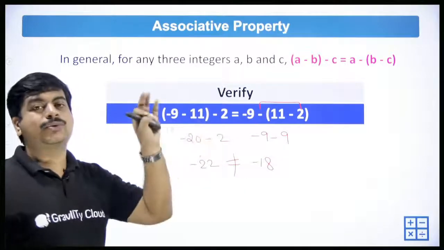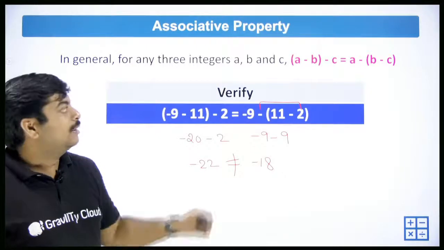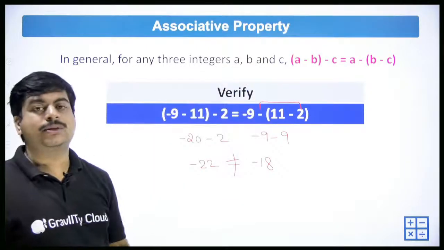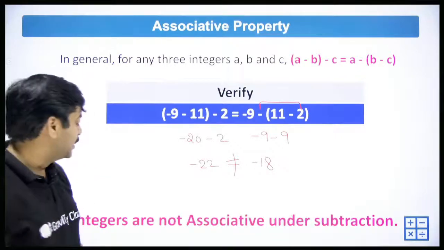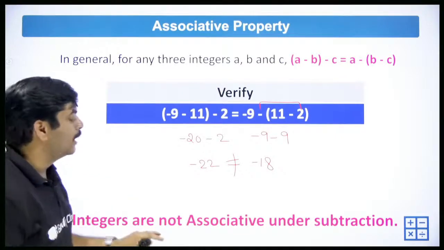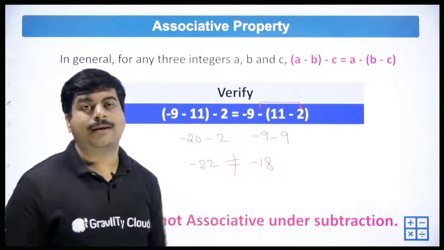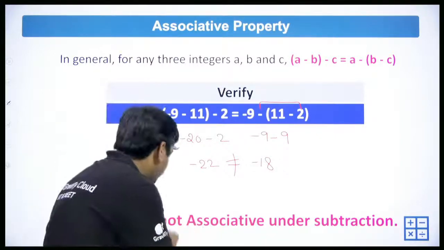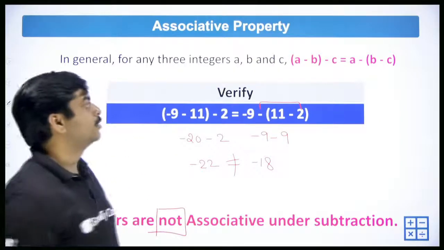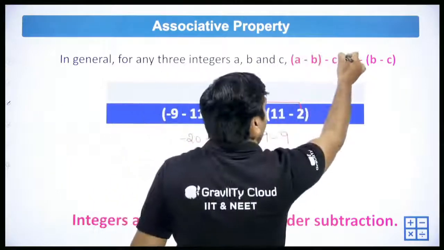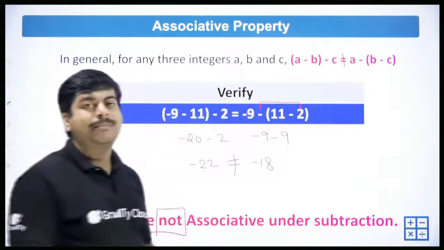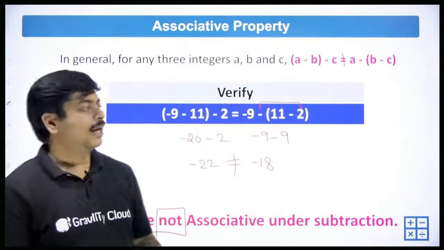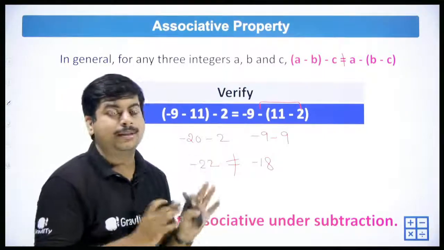So we can say that these two are not the same: (a - b) - c and a - (b - c). So we can say that integers are not associative under subtraction. You should be very careful. Okay, so it is confirmed: for subtraction it is not valid.